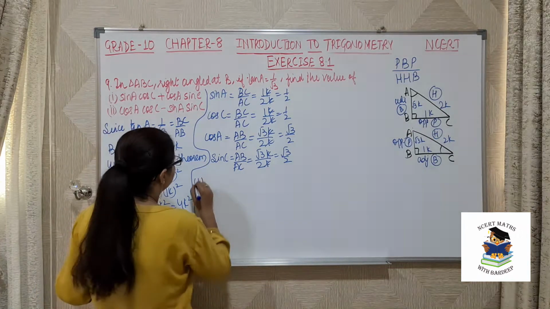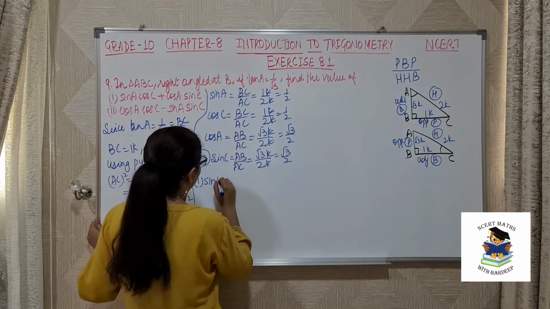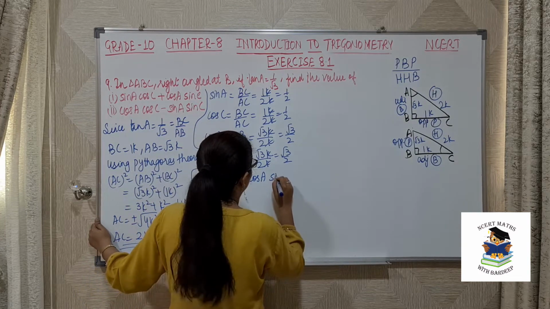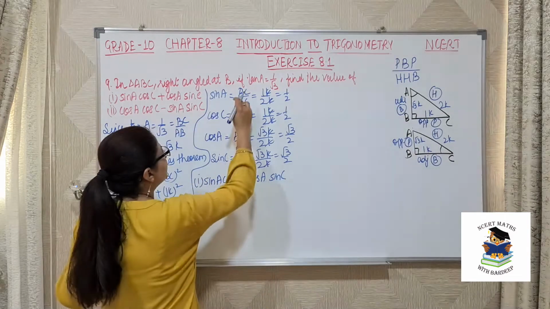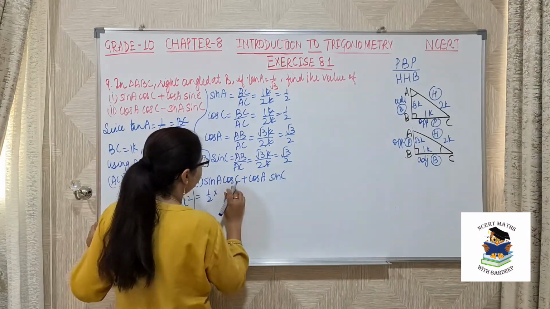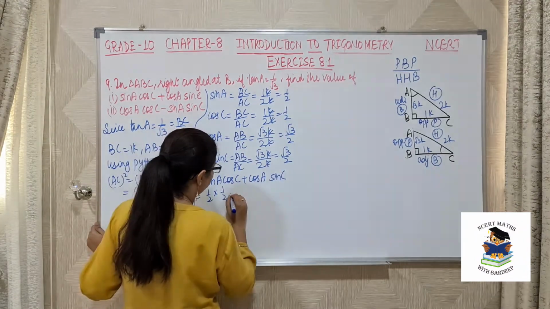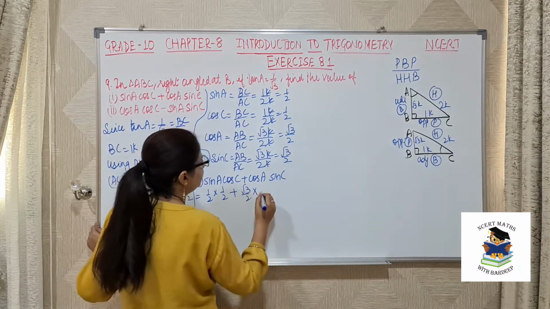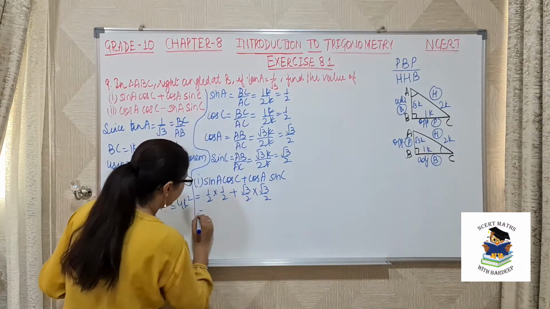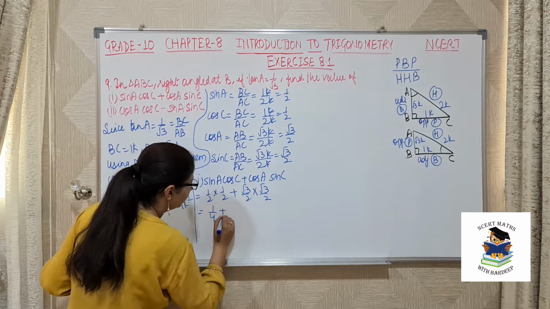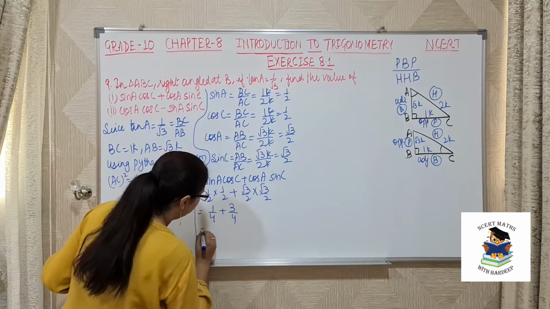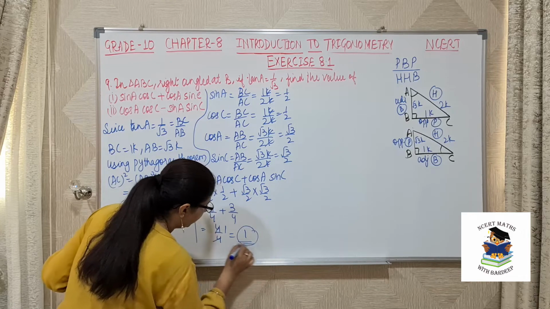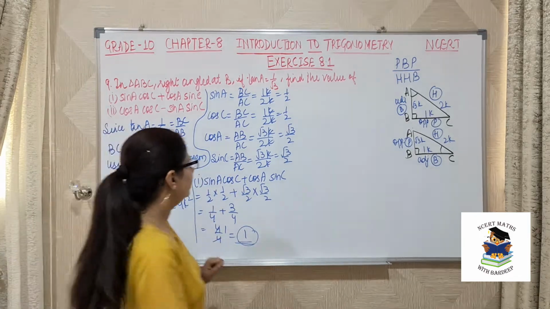Okay. So now let's find first part. This is sin A cos C plus cos A sin C. What is sin A? This is 1 by 2 multiplied by cos C, again 1 by 2, plus cos A is root 3 by 2 multiplied by sin C, this is again root 3 by 2. Okay, so 1 by 2 into 1 by 2 is 1 by 4, root 3 into root 3 is 3 by 4, so 1 plus 3 is 4 by 4. After cancellation, we get the answer as 1. So this is our first part.